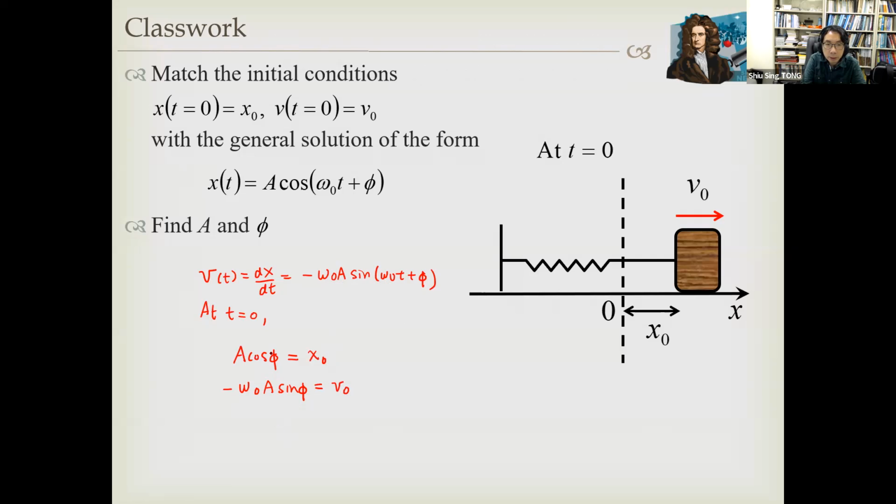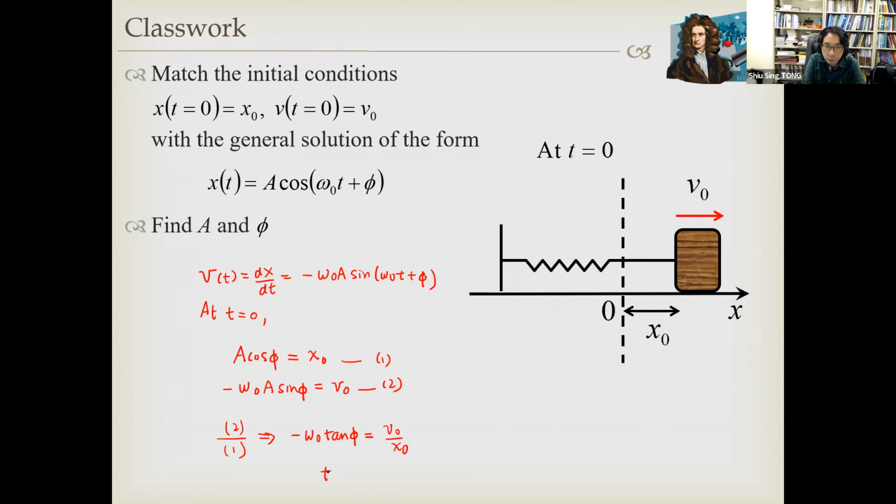Now the problem is how to eliminate one of the variables. We have two variables now, A and phi, right? But we have to solve for each of them. How to eliminate one of the variables? The easy way to do it, if I call this equation 1 and this equation 2, is to divide equation 2 by equation 1 to get rid of the A. So if I do it, it becomes minus omega naught tangent phi equal to V naught over X naught.